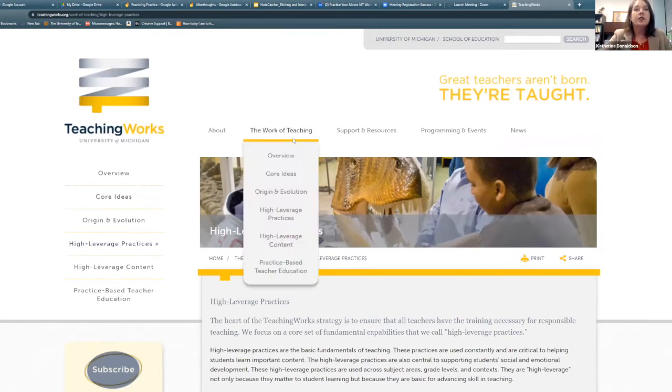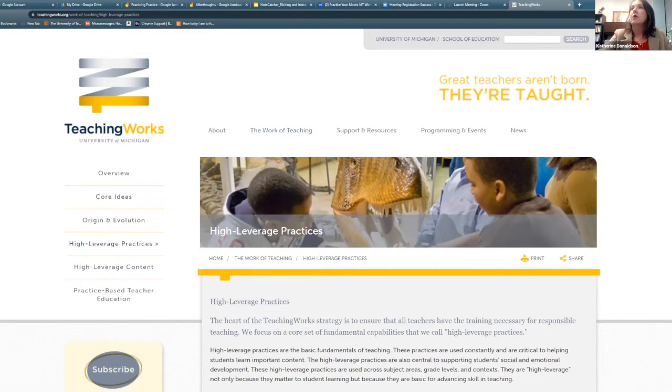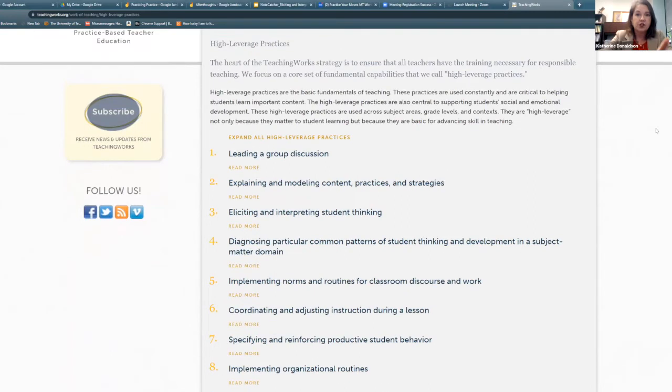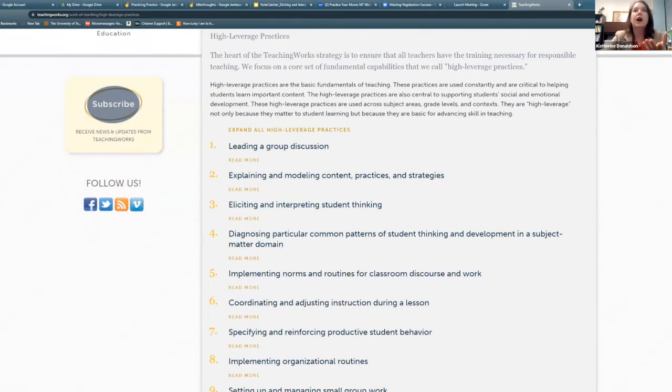So here's the work of teaching, and here's high leverage practices. And they list out all the high leverage practices that they use across the program. And so you can see these are big things like leading a group discussion. That was on somebody's board. Explaining and modeling content practices and strategies. It was on our board. Eliciting and interpreting student thinking, again, on our board.